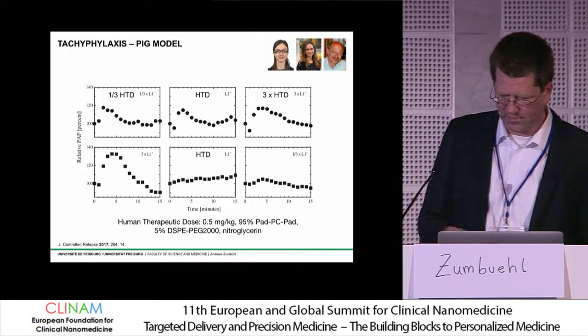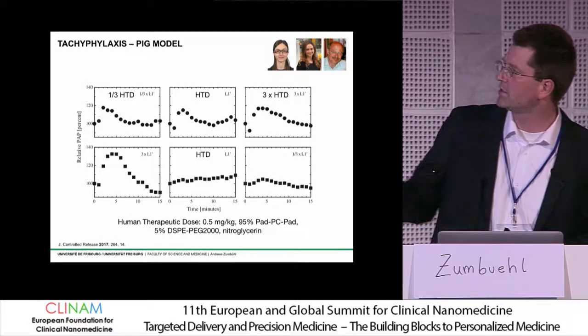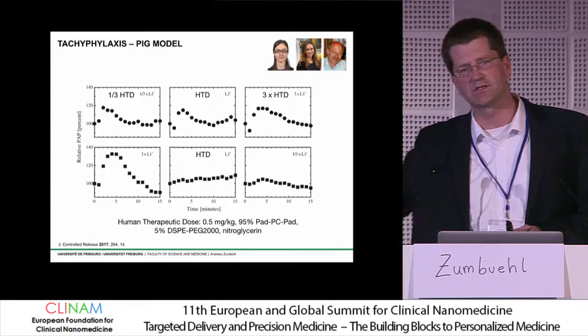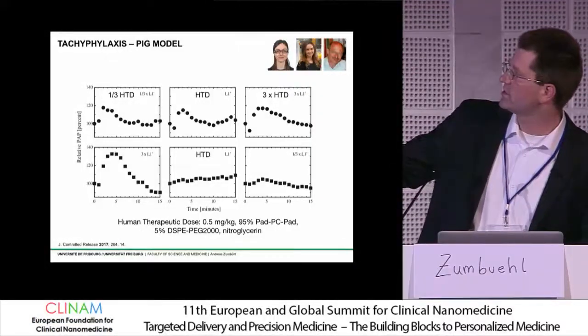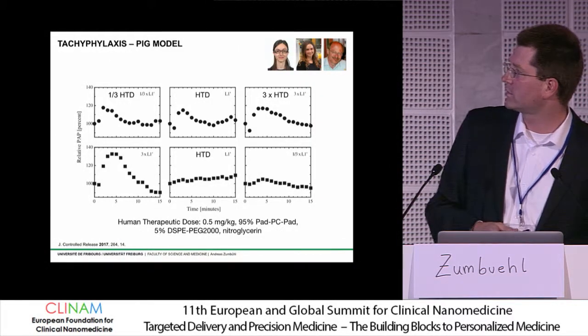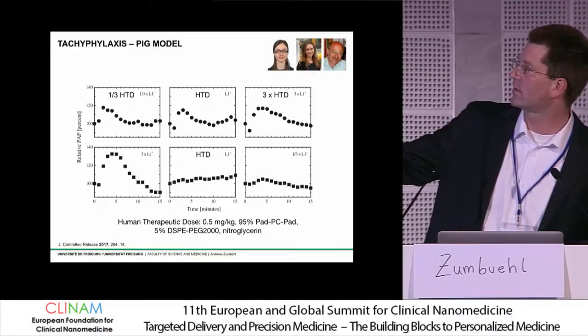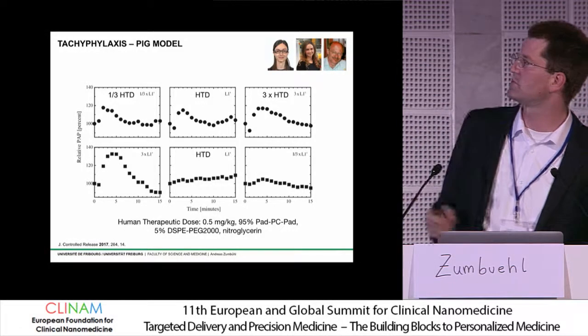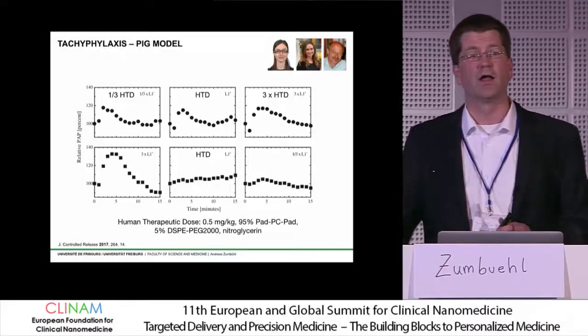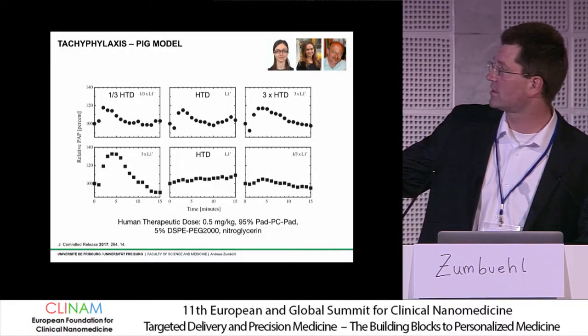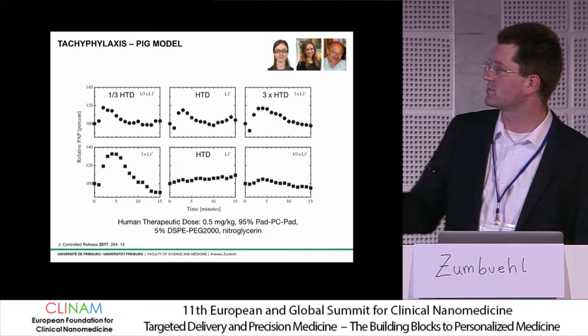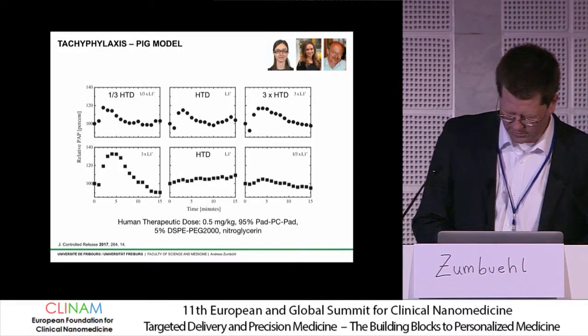Do we have tachyphylaxis? When we inject one dosage, is the next dosage actually having the same effect? When we start with a low dosage of a third of the human therapeutic dose, we don't have tachyphylaxis, so the next dosage will have the same effect. If we inject a high dosage, there we actually see a tachyphylaxis, but that's 3 times the therapeutic dosage.